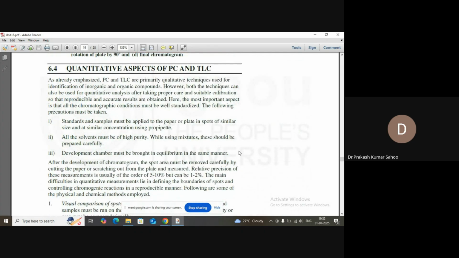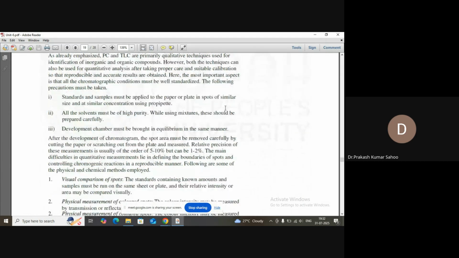Quantitative aspect of paper chromatography and thin layer chromatography. What is the quantitative aspect? The standards and samples must be applied to the paper or plate in spots of similar size and at similar concentration using a flow pipette. All the solvents must be of high purity. While using mixtures, these should be prepared carefully. The development chamber must be brought to equilibrium in the same manner.